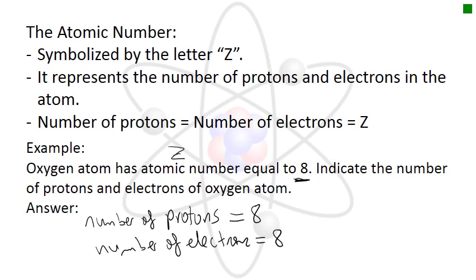This question is for you. Oxygen atom has atomic number equal to 8. Atomic number is Z. So what is the number of protons and electrons? Protons equal the number of electrons. How much? 8. Yes. So they're both equal to Z. Very good. So number of protons equals number of electrons equals 8.